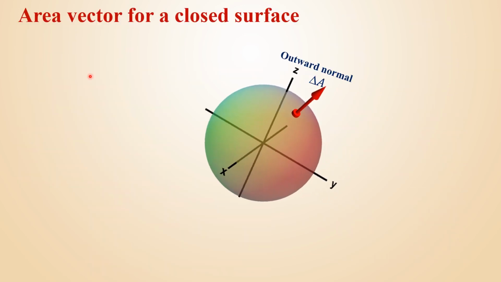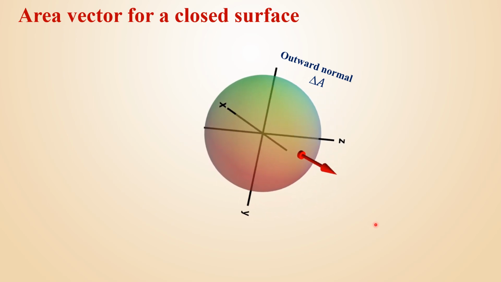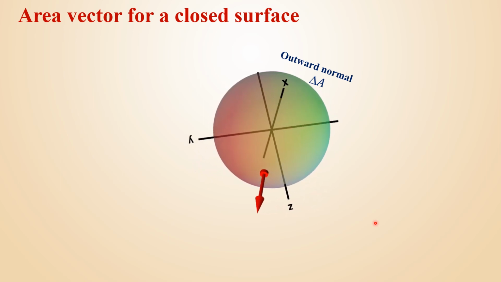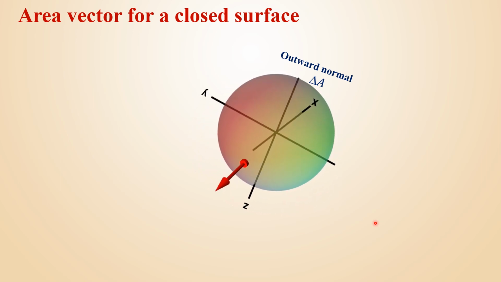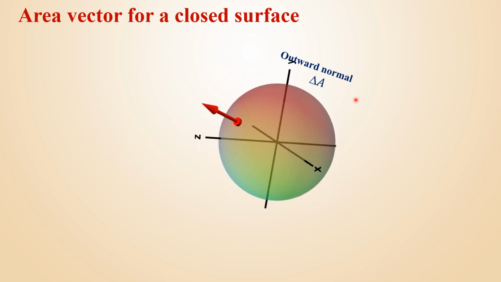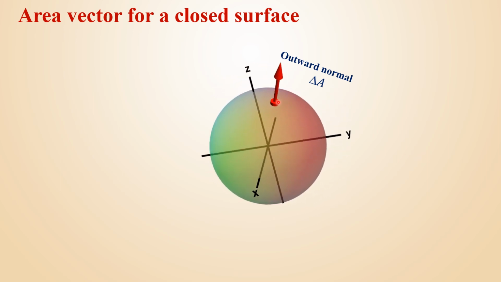Area vector for a closed surface. We have already discussed the area vector for the plane surface. Area vector for the plane surface is normal to the plane surface. But what about the area vector for a closed surface? For a closed surface, the area vector is the outward normal.